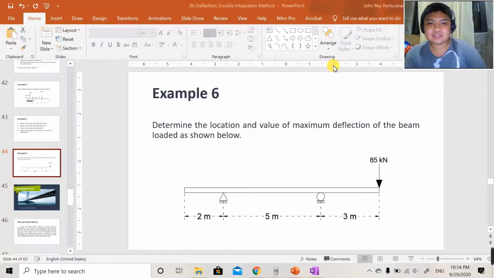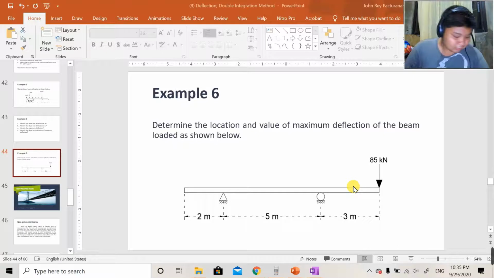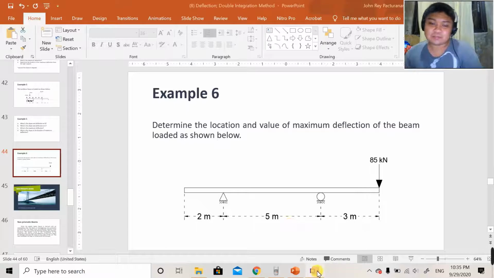So example number 6, determine the location and value of maximum deflection of the beam loaded as shown below. So this time, this is a doubly overhang beam class. So yun sa right end niya, meron tayong load na 85 kN. So the dimensions naman are enough. Since wala naman sinabi regarding sa EI, so i-assume natin that the flexural rigidity EI is constant all throughout the span. Okay, kasi nga ibig sabihin nito, this is homogeneous at the same time prismatic. Sige. Ang tanong lang naman class is the location and magnitude of maximum deflection.